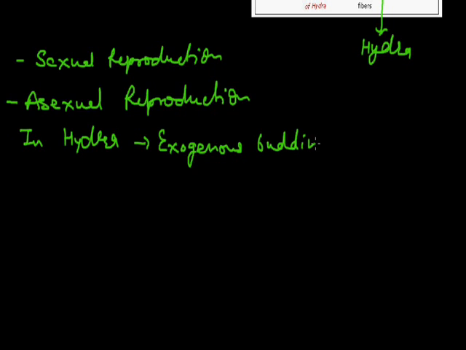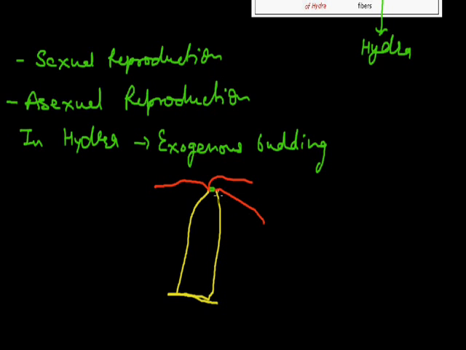But what is the bud? Suppose this is the hydra. It has an opening, which we call the mouth as well as the anus. It has tentacles also. These are the tentacles, which are useful for ingestion as well as locomotion and capturing the insects. This is the inner space, which we call the gastrovascular cavity.